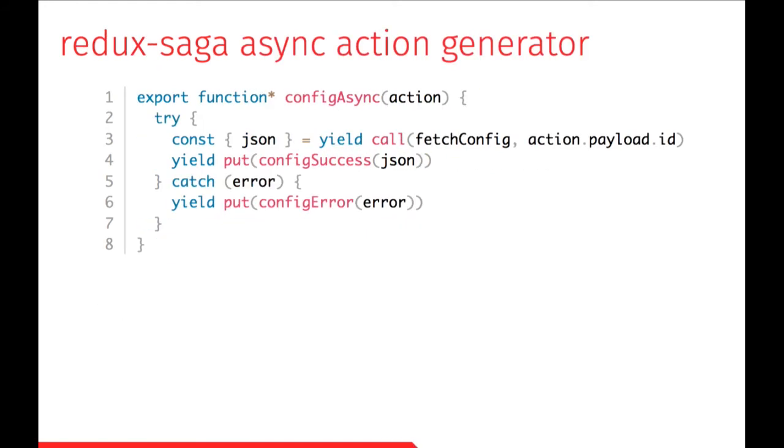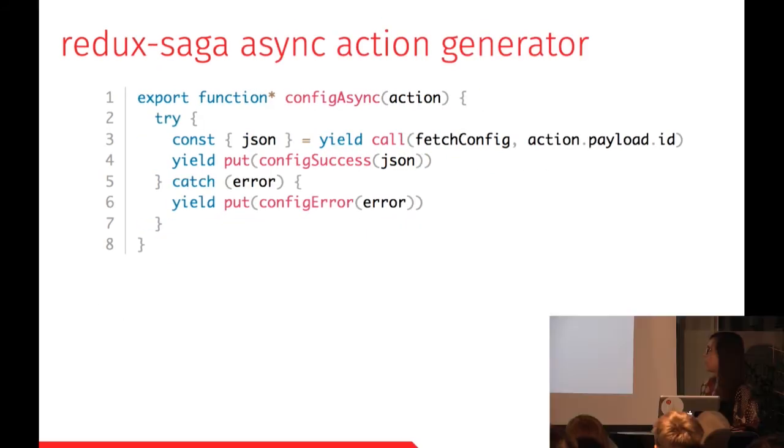Let's take a look at the worker. This is exactly the same action that we performed previously using redux-thunk. As you can see, it looks pretty simple. The code is shorter. And what redux-saga allows us to do is to assign the result of a promise to a variable. So here we can simply call the API and assign the result to json.